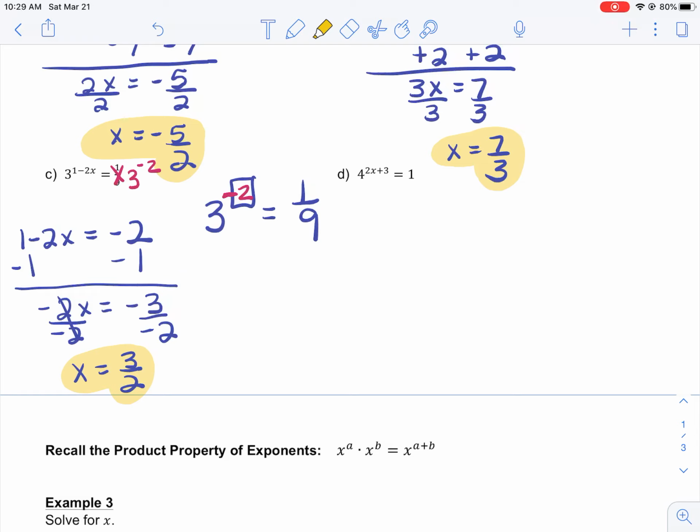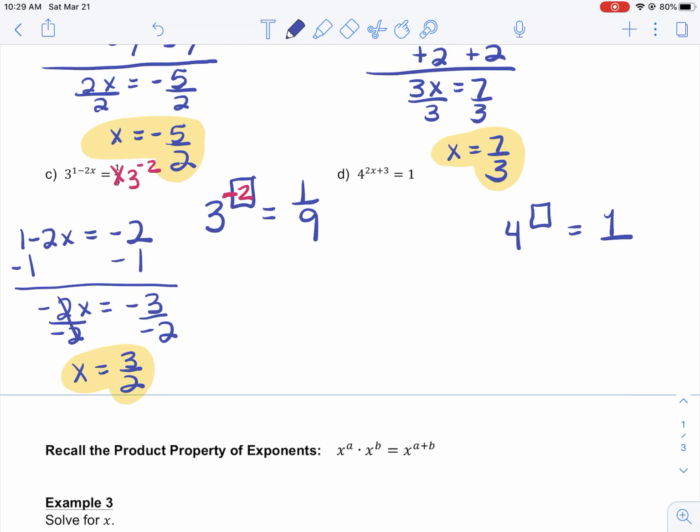Okay? All right, the next one, we're going to use another property of exponents. We have 4 to the 2x plus 3 equals 1. In this case, it doesn't make sense to rewrite 4 with a base of 1 because 1 to any power is going to be 1. So instead, we're going to try and replace the 1 with a base of 4. So 4 to what power equals 1?